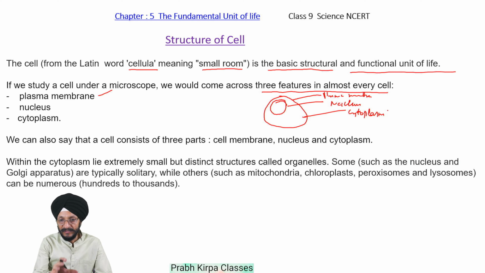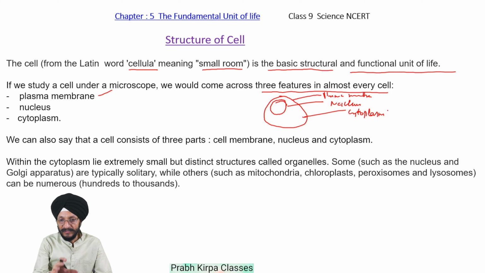Within the cytoplasm lie extremely small but distinct structures called organelles. Some, such as nucleus, Golgi apparatus, are typically solitary, while others, such as mitochondria, chloroplasts, peroxisomes, and lysosomes, can be numerous, that is hundreds to thousands.